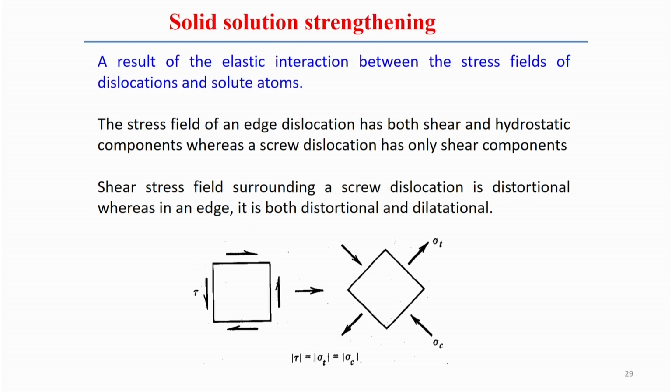If you recall, the stress field of an edge dislocation has both a shear component as well as hydrostatic components, whereas a screw dislocation is mainly subjected to the shear component. That is a very important statement: an edge dislocation has both shear and hydrostatic components, whereas a screw dislocation has only a shear component. Accordingly, the shear stress field surrounding a screw dislocation is basically distortional, whereas in an edge dislocation both components are there, that is, both distortional as well as volumetric.